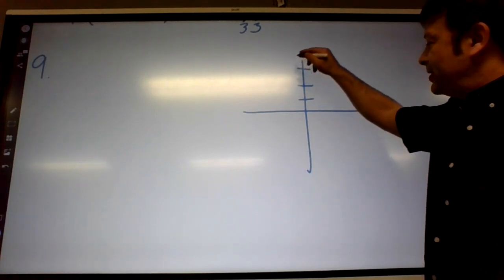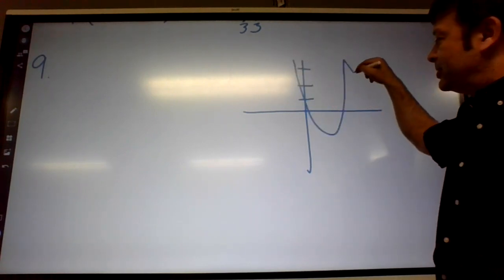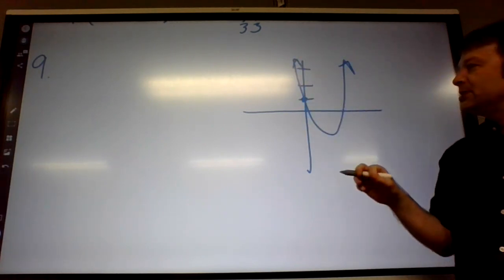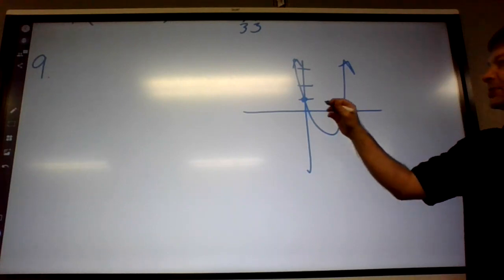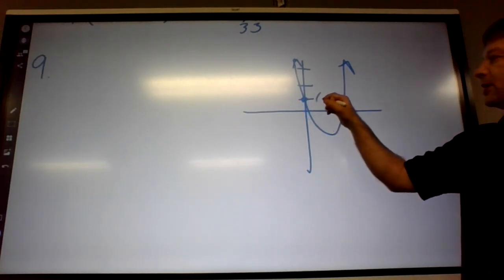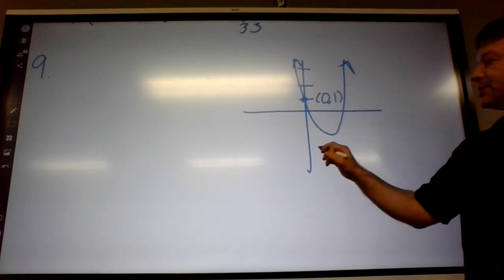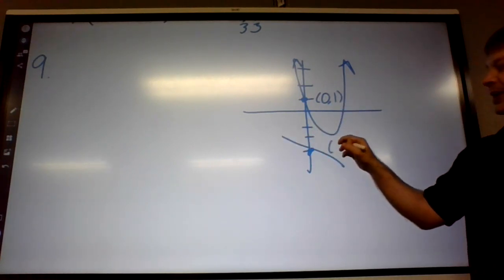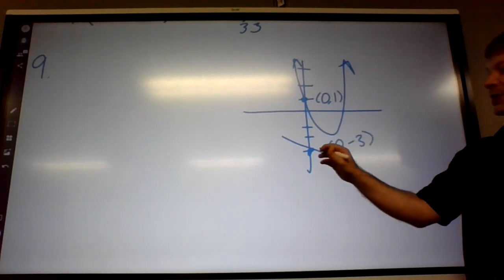And everything we do, it's pretty much going to hit one time. So if this was my graph, the y-intercept would be (0, 1). Or you could just say the y-intercept's at 1. If it crossed down here, like let's say it was this line, the y-intercept would be (0, -3).